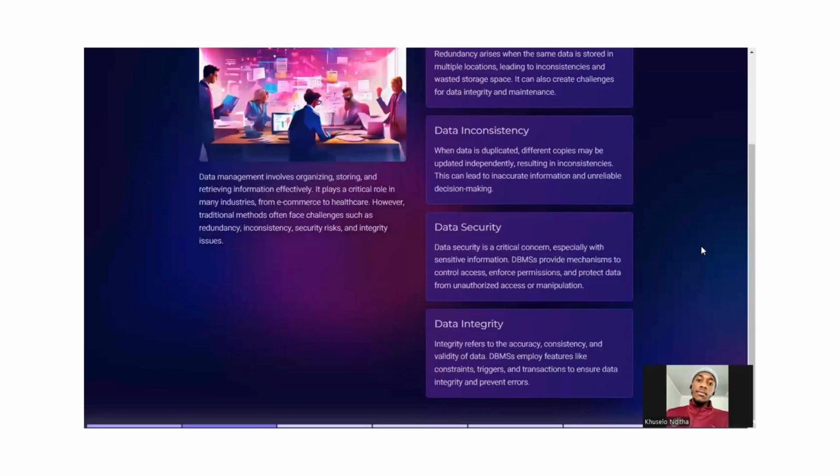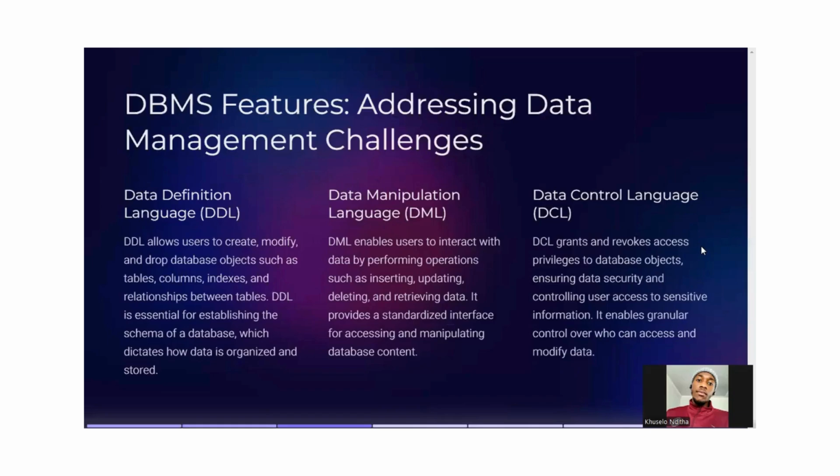Data security is a crucial concern, especially with sensitive information. DBMSs provide mechanisms to control access, enforce permissions, and protect data from unauthorized access or manipulation. Data integrity refers to the accuracy, consistency, and validity of data. DBMSs employ features like constraints, triggers, and transactions to ensure data integrity and prevent errors.